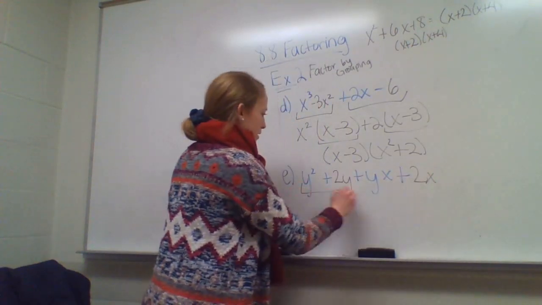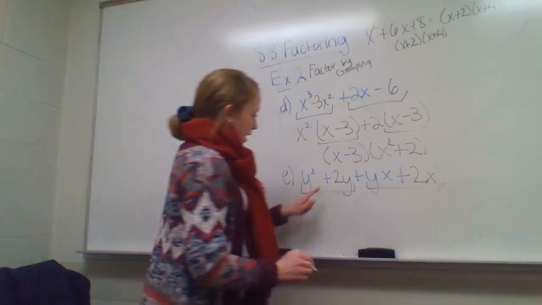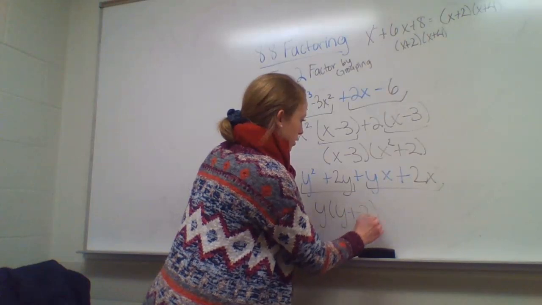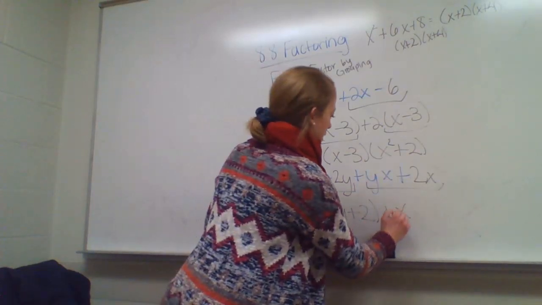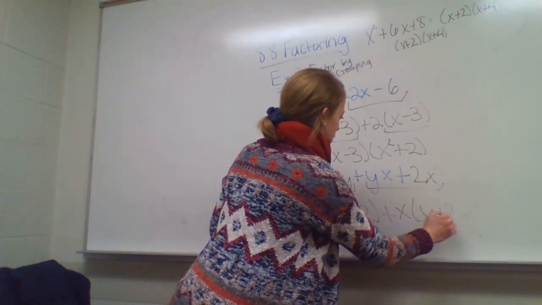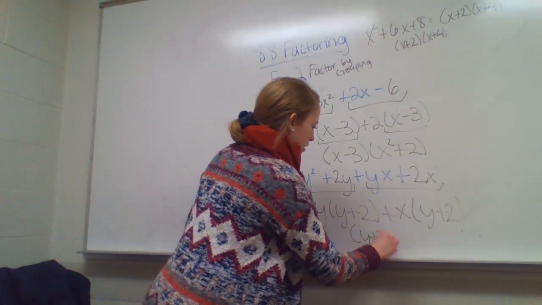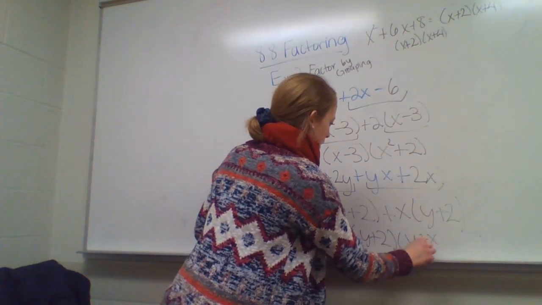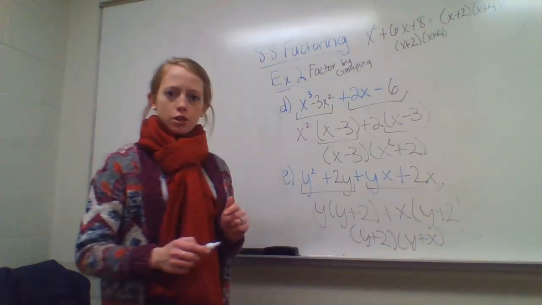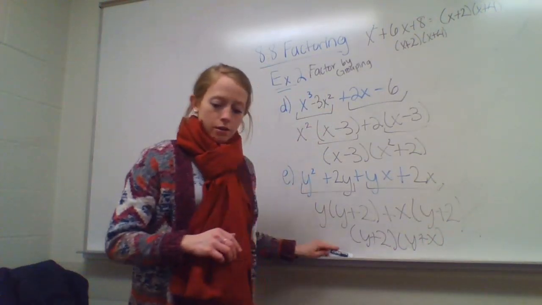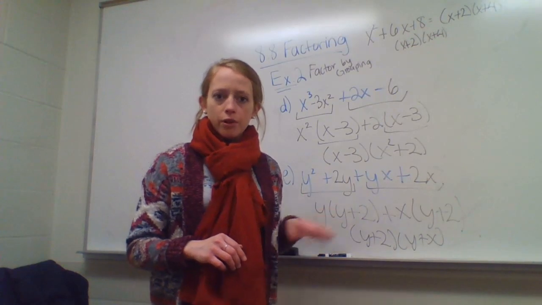So if I group the terms, in this group we can factor out a y, and we're left with y plus 2. In this group we can factor out an x, and we're left with y plus 2. Okay, so then your answer would be y plus 2 times y plus x, because you can factor out the y plus 2 parentheses. Okay, so I'm going to pause the video and put example 3 on the board.